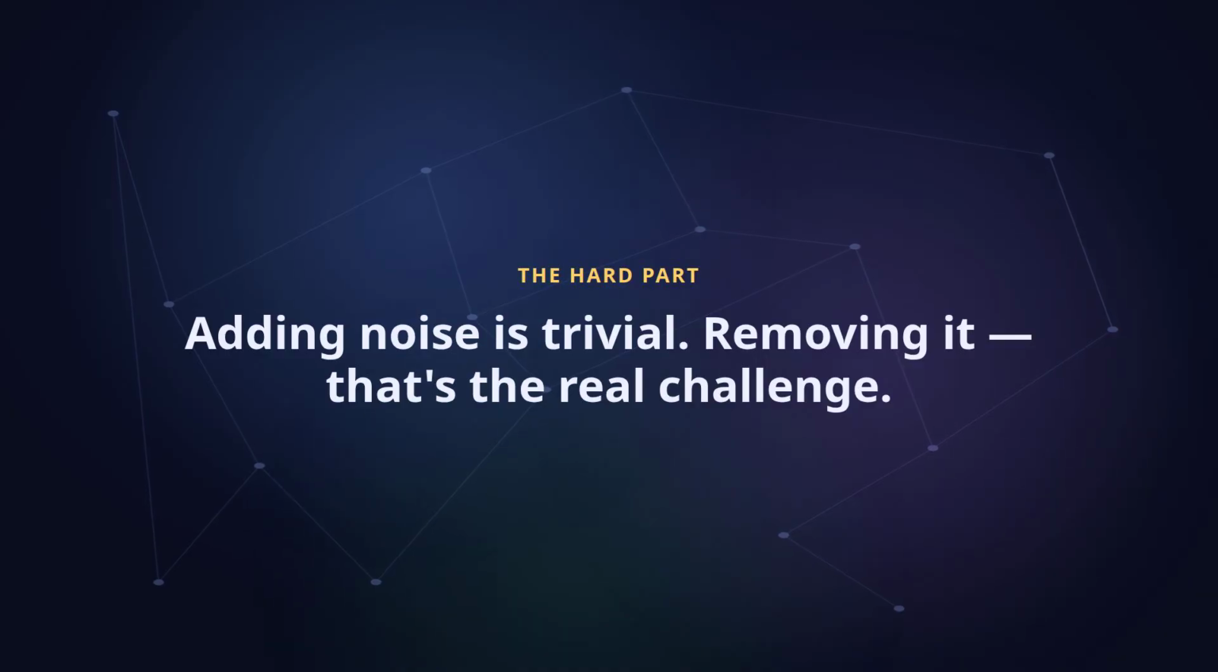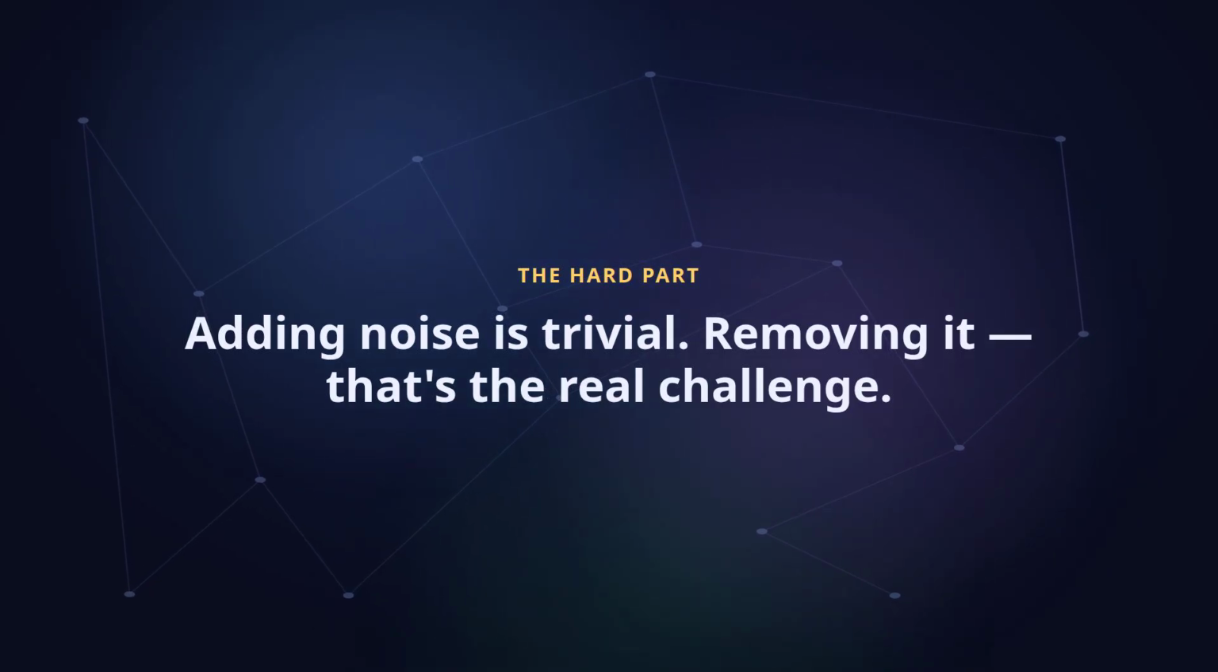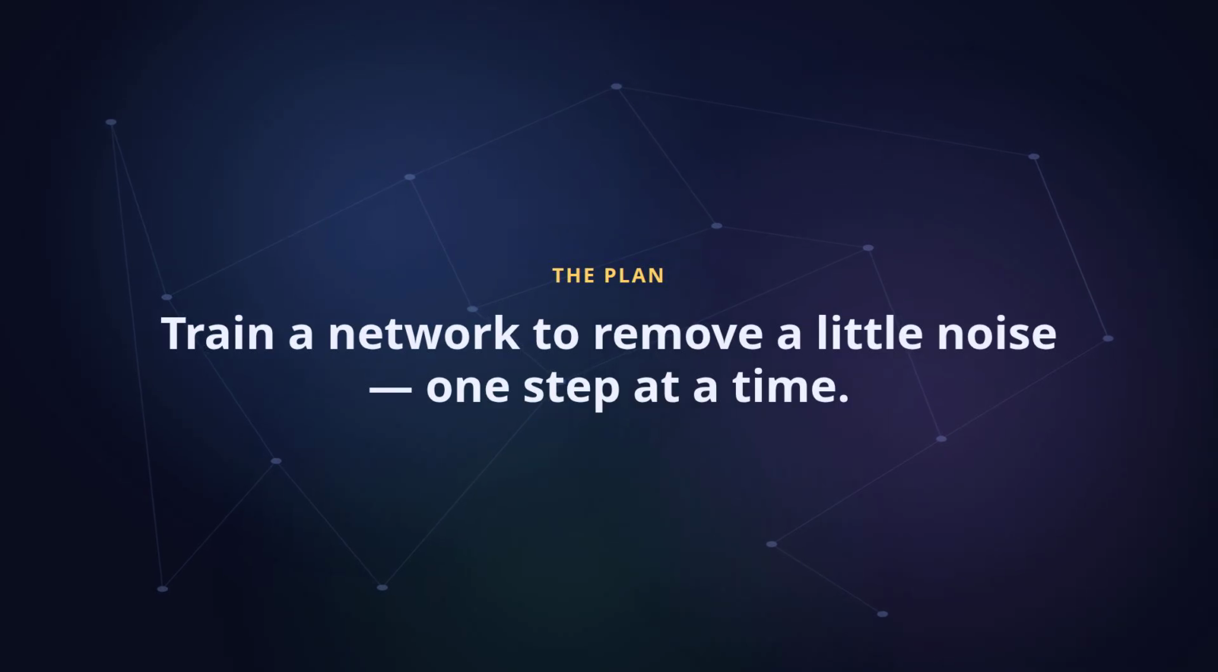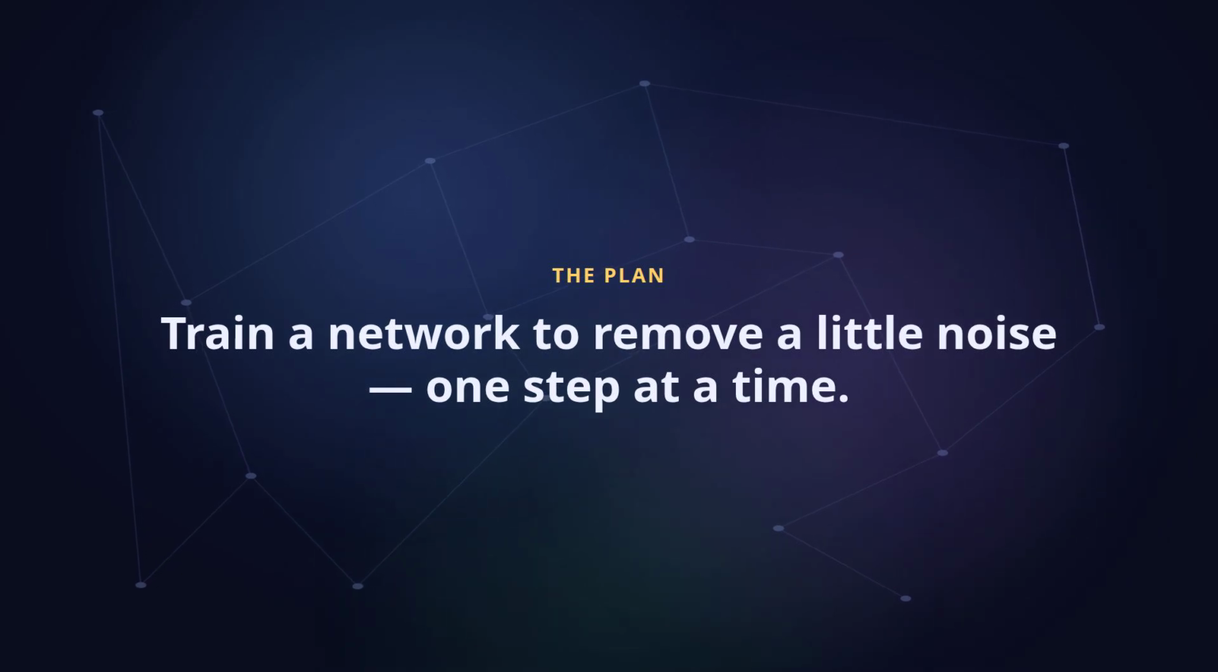The interesting question is the reverse. If I hand you a noisy mess, can you take away a little of the noise and get a slightly cleaner picture back? That's genuinely hard. So we train a neural network to do exactly that one job. Look at a noisy picture and undo a single step of the noise. Do that step over and over, and you can walk all the way back from static to a clean image.